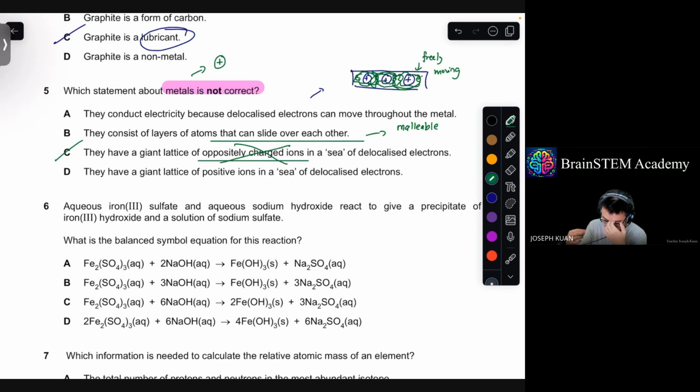Let's check at D. They have a giant lattice of positive ions in a sea of delocalized electrons. That is absolutely correct for metals.